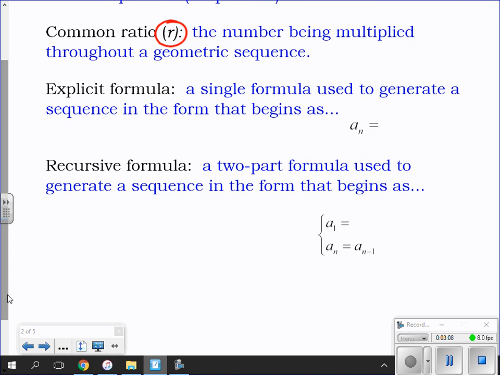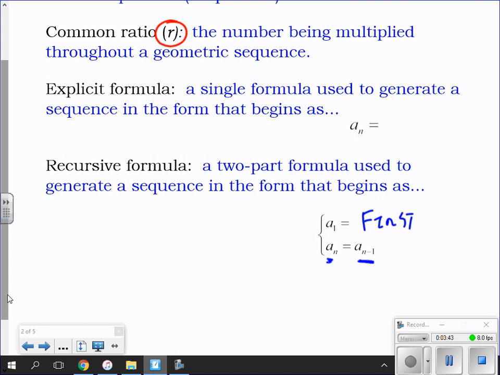A recursive formula is one that will always work. A recursive formula says, hey, here is my first one. And then it tells you how to find the next one, and how to find the next one, and how to find the next one. So if I have my first one, I can find the second. If I have the second, I can find the third. If I have the third, I can find the fourth. So if I want to find the nth term, I need to know the one before it. As long as I know the first, I can find all the rest of them.